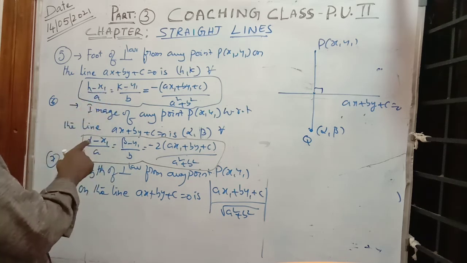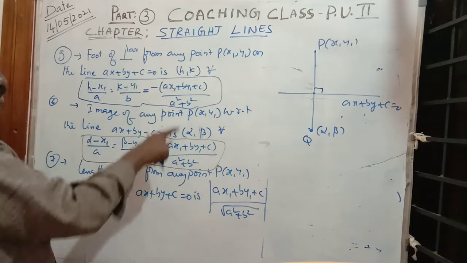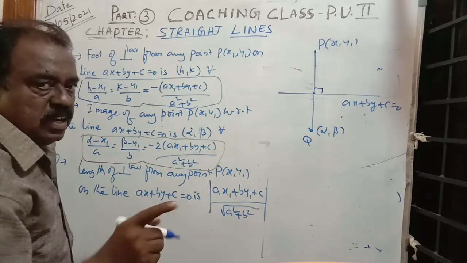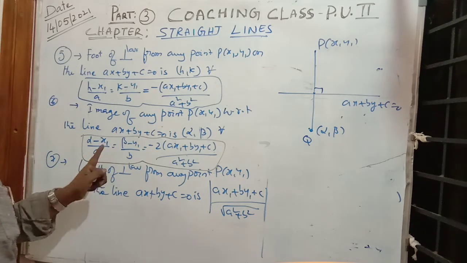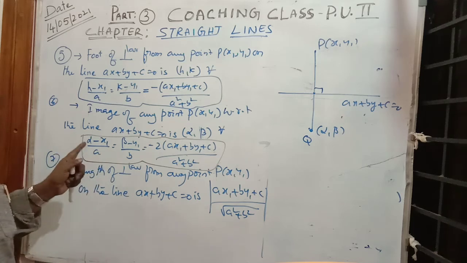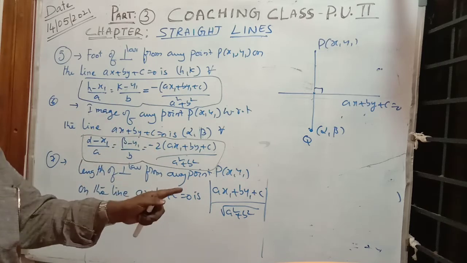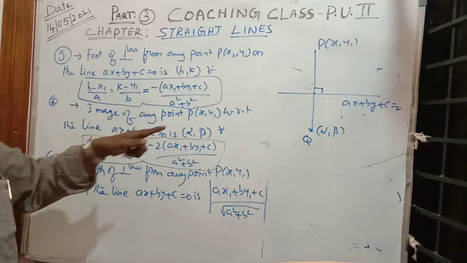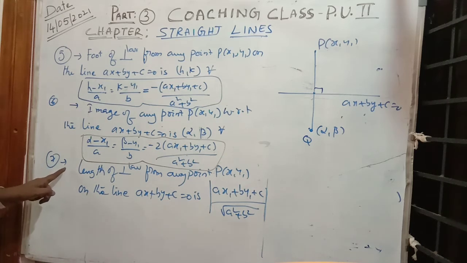But here it is h, k, alpha, beta. But here also the same formula. What is the third step? But minus 2 is there. We will discuss later, while we are solving the problems, how to use this formula in finding the image. So the image of any point with respect to a line doesn't lie on the line. Only the foot of the perpendicular lies on the line.